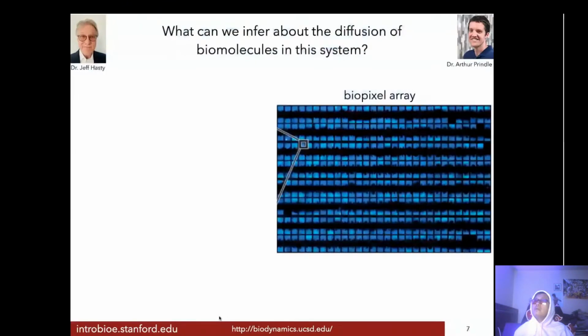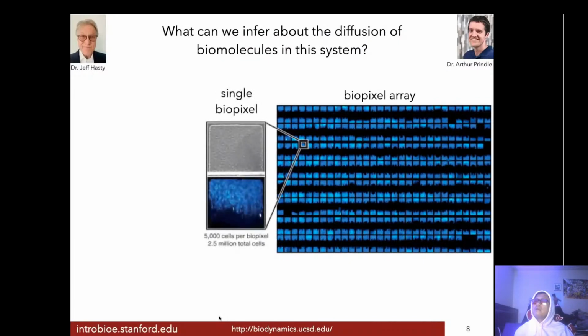Well, let's pull some other papers just to try and stitch this together. This is the biopixel array we started with. And if you zoom in on any given pixel, you can see that there are these little blocks or stations or crypts where individual bacterial cells are growing. And it looks like they say there's about 5,000 cells per biopixel. And so we probably have the length scales pretty good.